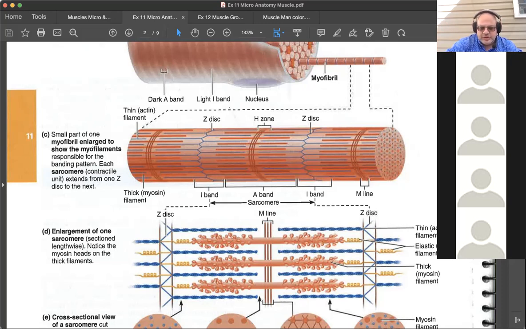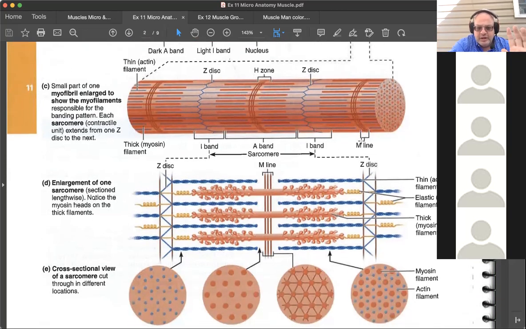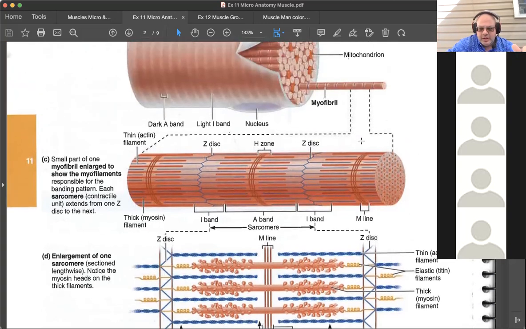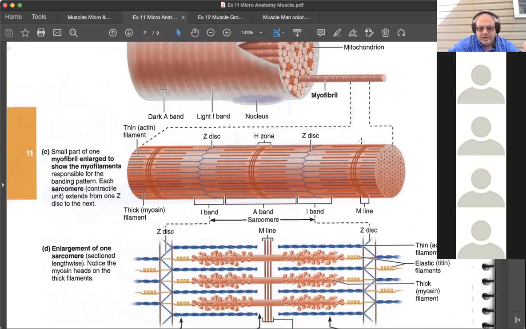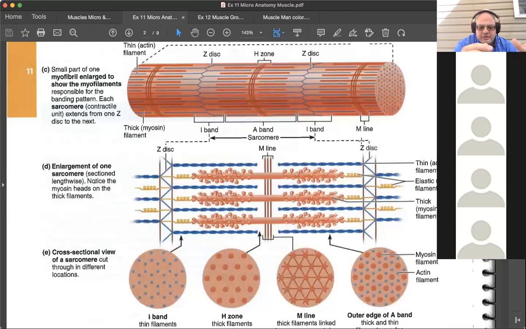Something you don't always see mentioned in textbooks is the spring-like filament at the end of the myosin that connects the myosin to the Z disc. Titin is what they refer to that as. I wasn't sure if they'd actually had the name on there, but that is what gives the elastic property to muscle. Muscle will stretch and recoil to a degree back to its original. It's also got contractile ability, of course, but it does have some elasticity as well.